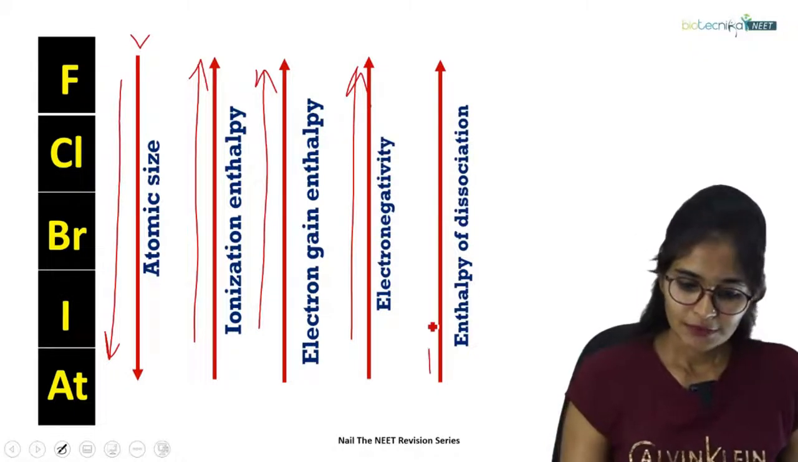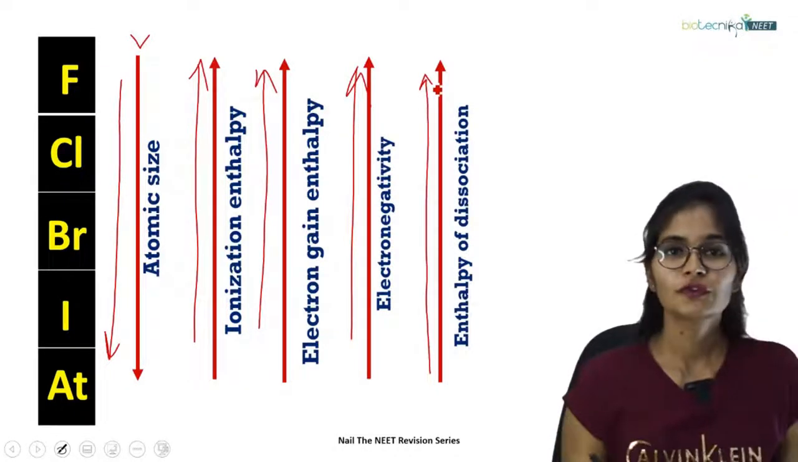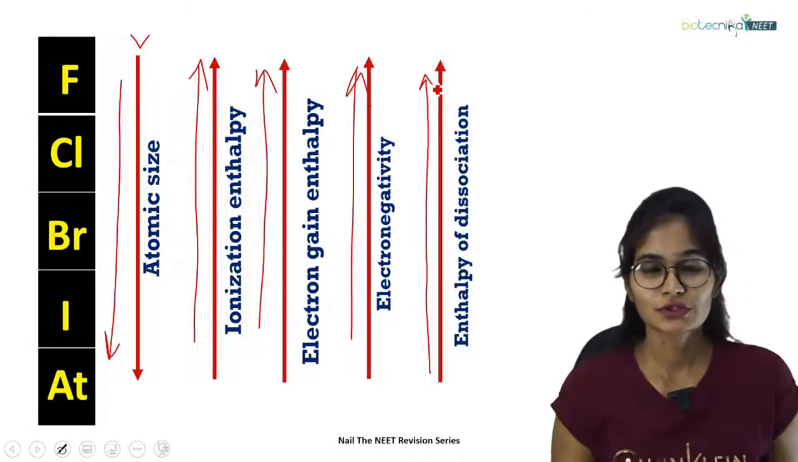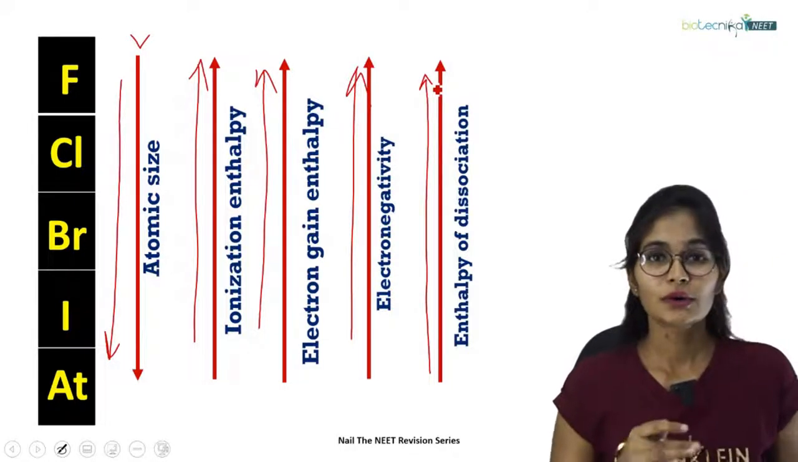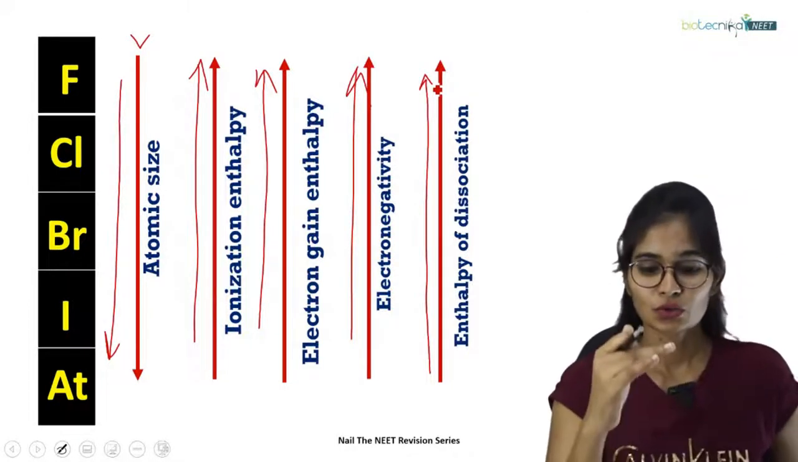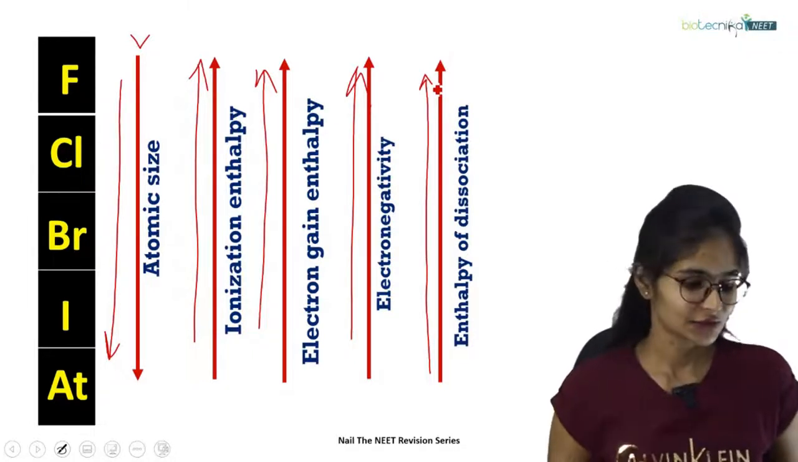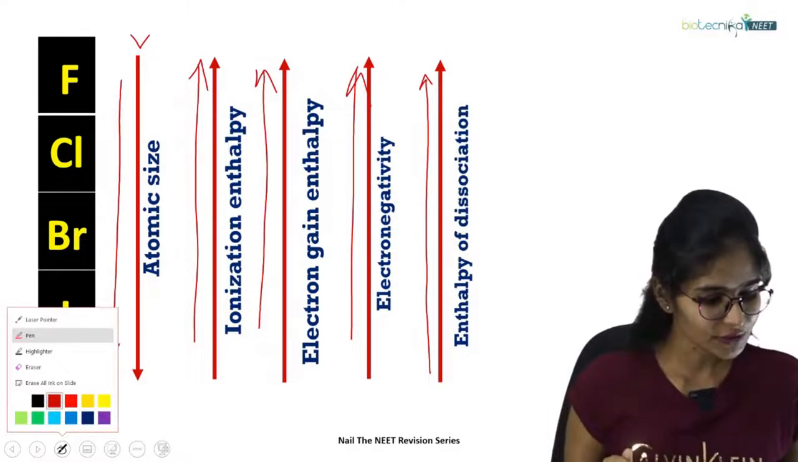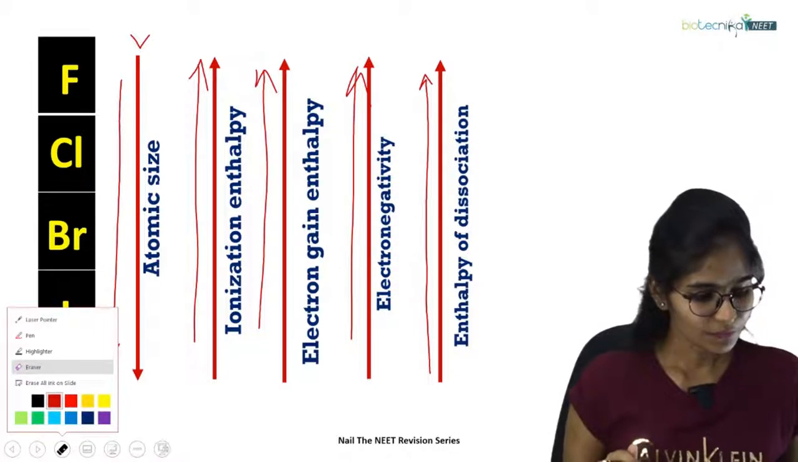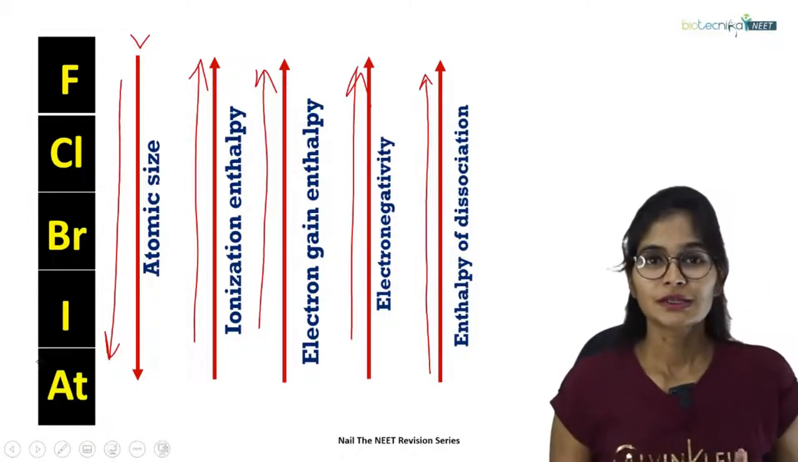Coming to the next periodic trend, that is enthalpy of dissociation. The enthalpy of dissociation increases towards fluorine, but towards iodine it decreases. So that is overall the periodic trends we can say with respect to the group 17 elements.